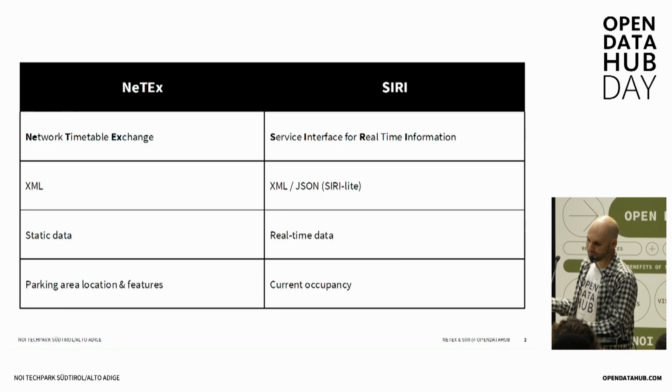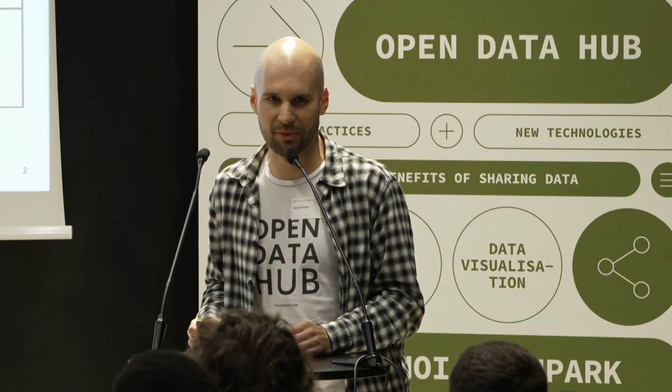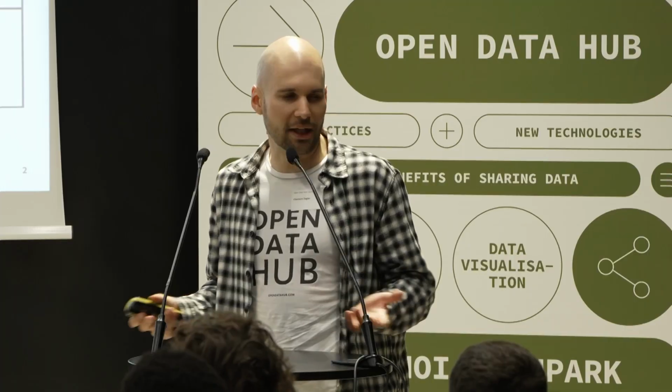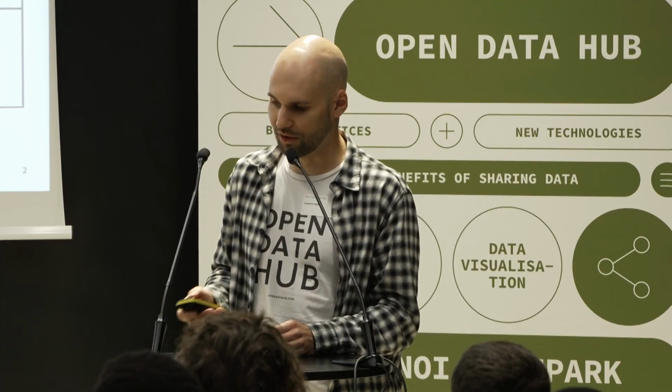As you saw before, there are these two parts to the Transmodel class of standards, I would call them. So there is Netex, which is used for static data. The abbreviation is Network Timetable Exchange. So this is like what are the stops, timetables for buses, trains, and so on, very static data that doesn't change in real time. And then Siri is used for the real-time updates, for example, if a train is delayed or a GPS position of a bus or something along those lines.